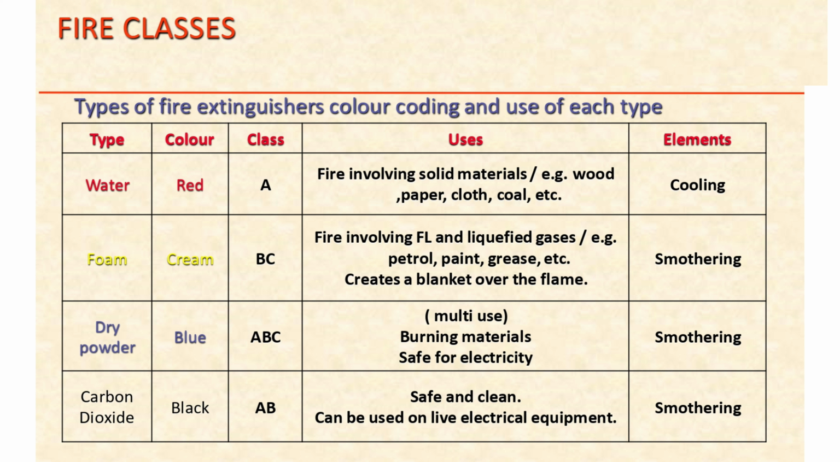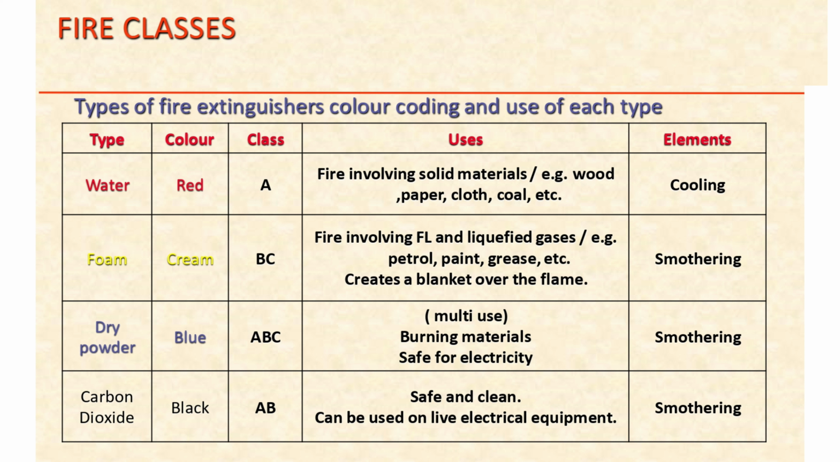Fire classes, types of fire extinguishers, color coding, and use of each type. Water type. Red color. A class. Uses: fire involving solid materials, for example, wood, paper, cloth, coal, etc. Elements: cooling. Foam type: cream color. BC class. Uses: fire involving flammable liquids and liquefied gases, for example, petrol, paint, grease, etc.